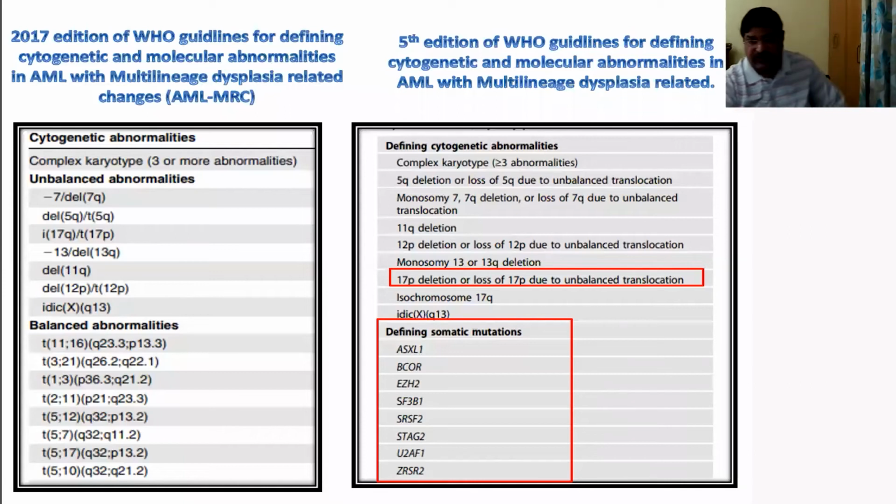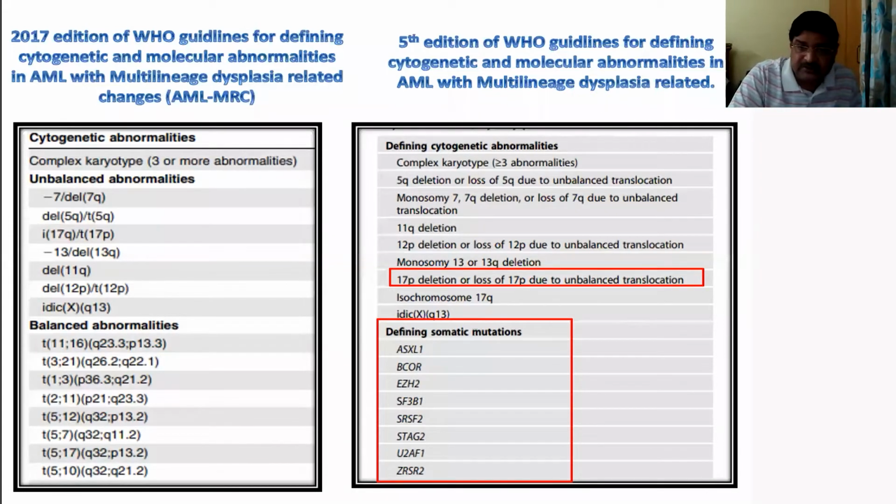Yes. Seeing these defining somatic mutations in the red box, you have a set of 8 genes: ASXL1, BCOR, EZH2, SF3B1, which is present in the refractory anemia with ring sideroblasts of olden days, and SRSF2, STAG2, U2AF1, and ZRSR2. These 8 molecular genetic abnormalities, if present, even without multilineage dysplasia, can be termed as AML with myelodysplasia related changes.